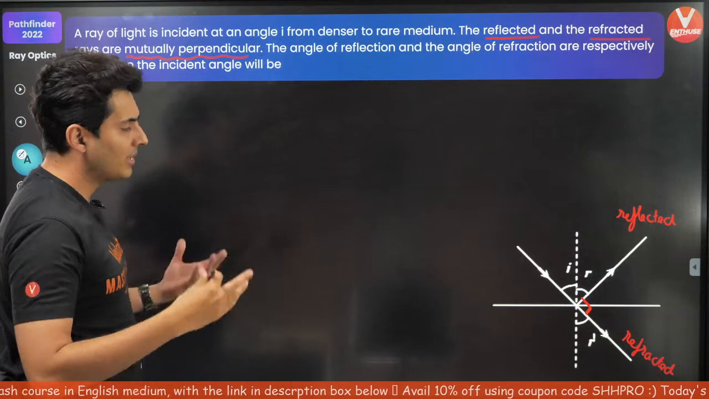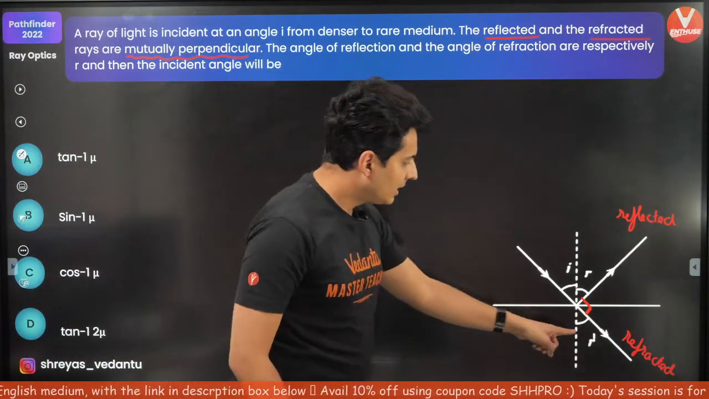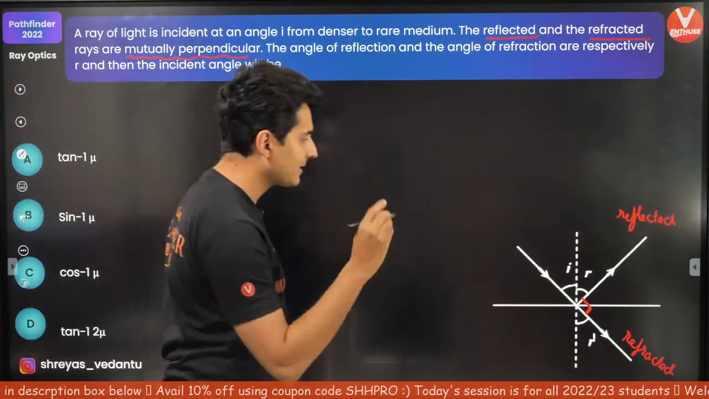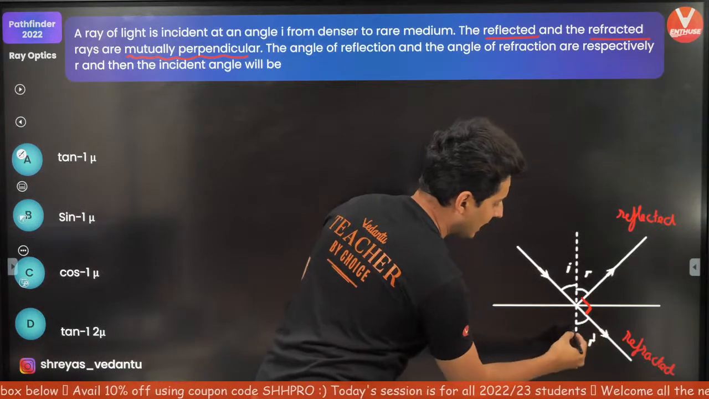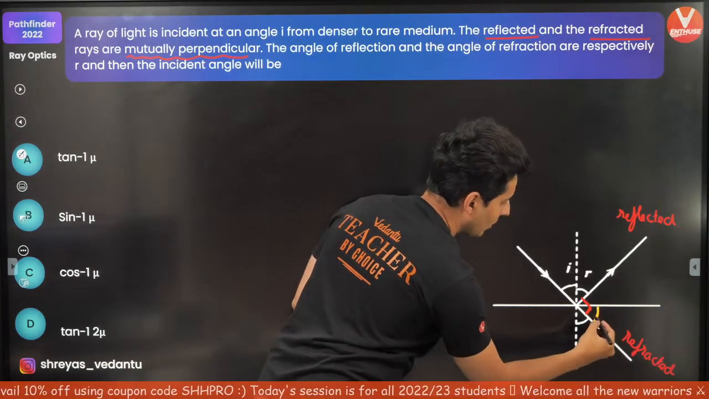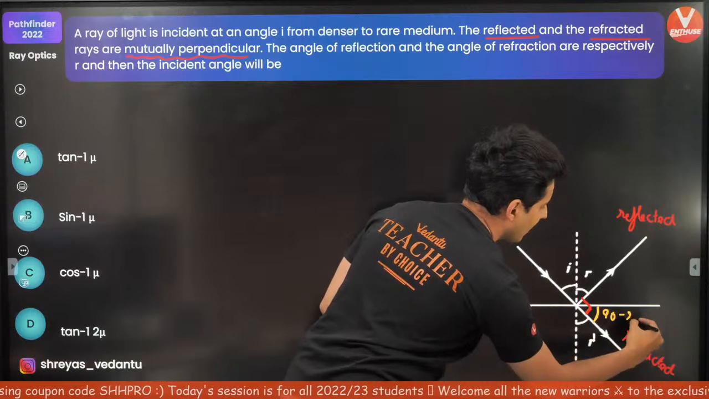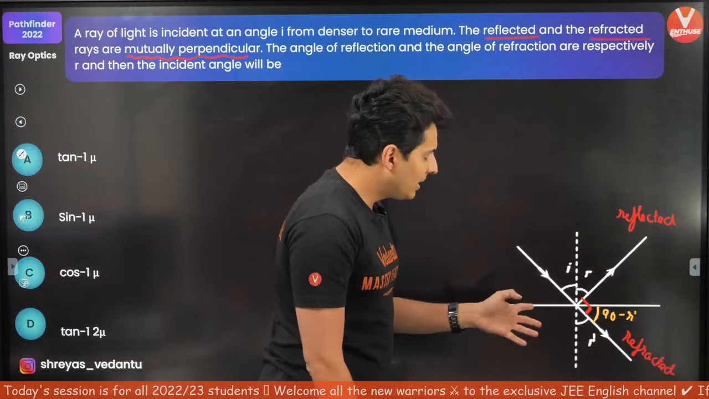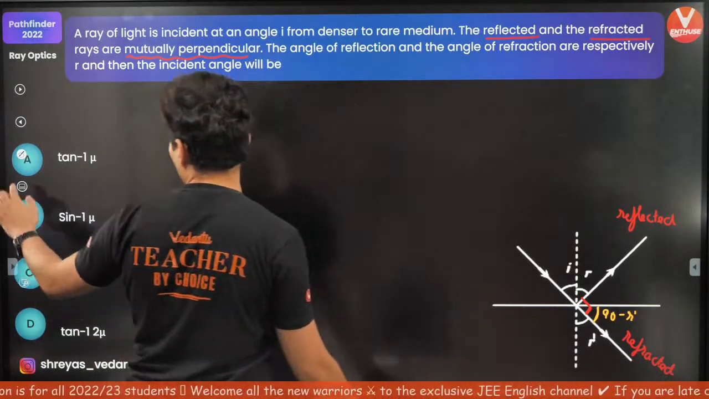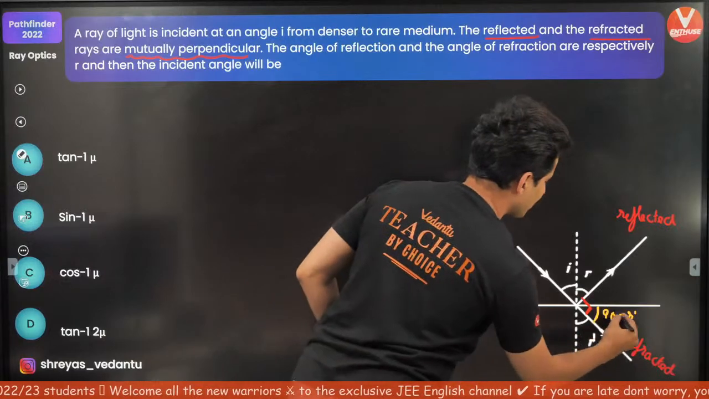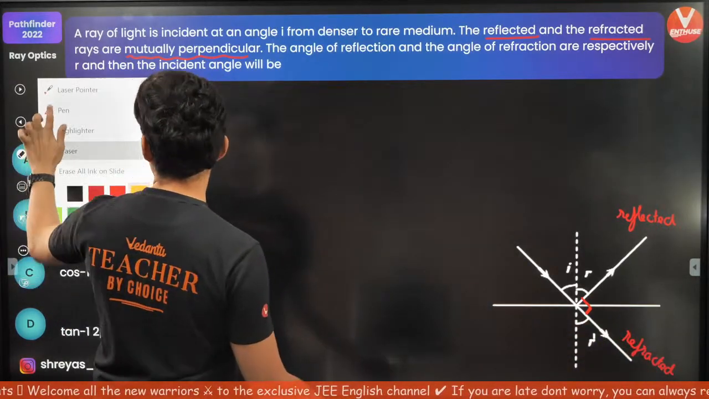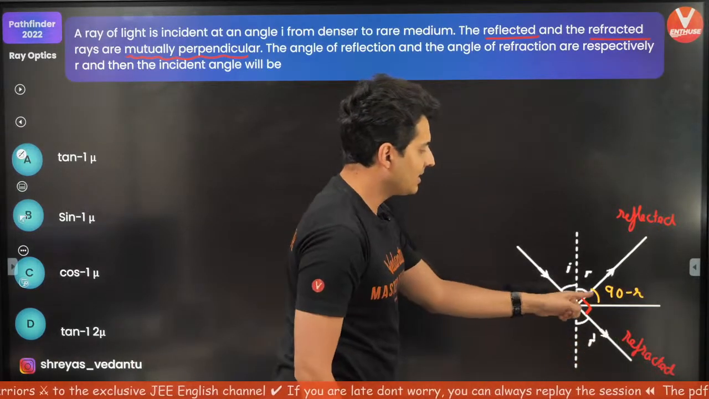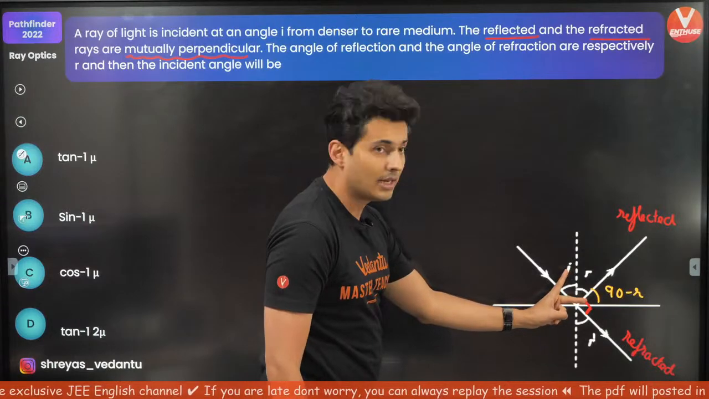Now, when will this happen? Let's figure this out. First of all, if this is R prime, let me start marking some angles and you will start seeing some interesting thing. If this is R prime, this entire angle is 90. So obviously this angle is 90 minus R dash. Got it? Fair enough. Sorry guys, just one second. Let me start from here actually. That will be better. If this is R, this will be 90 minus R, because this entire angle is 90 degrees.